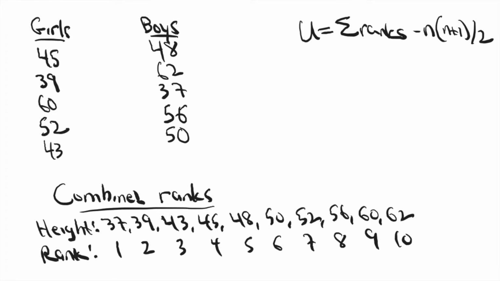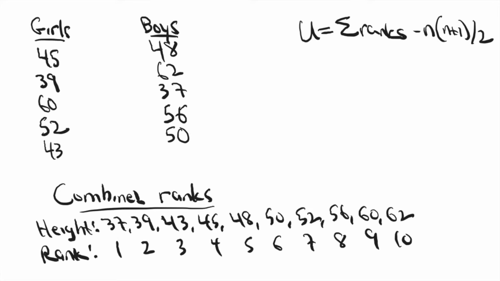Suppose that I wanted to do a study of the heights of students in, say, a fourth grade class, and I get a sample of 5 girls from the class and 5 boys from the class, and I measure their height in inches. And so over here, I've got the heights of the 5 girls, 45 inches, 39 inches, 60 inches, and so on. And over here, I've got the heights of the 5 boys.